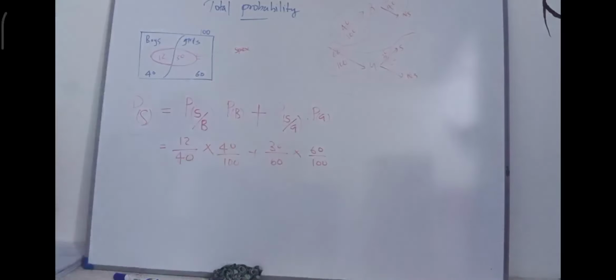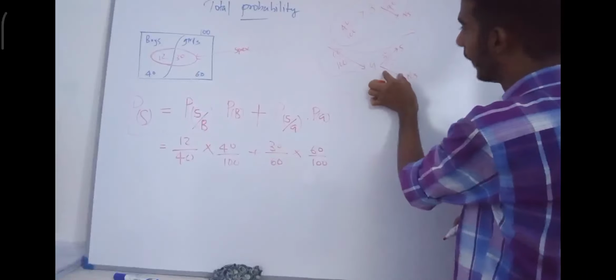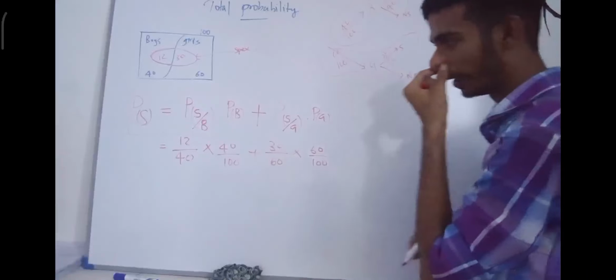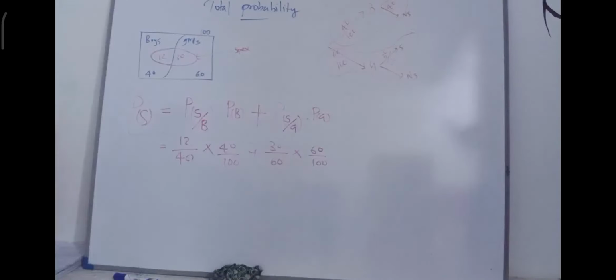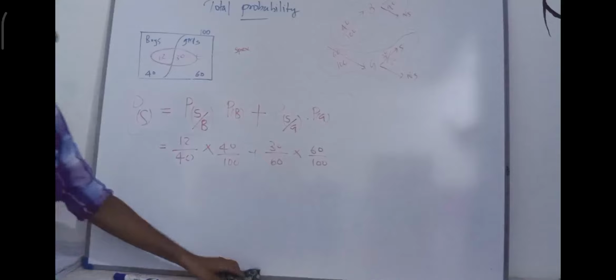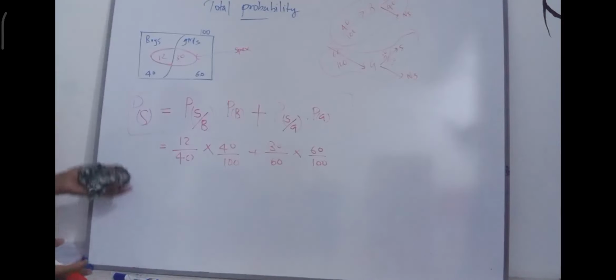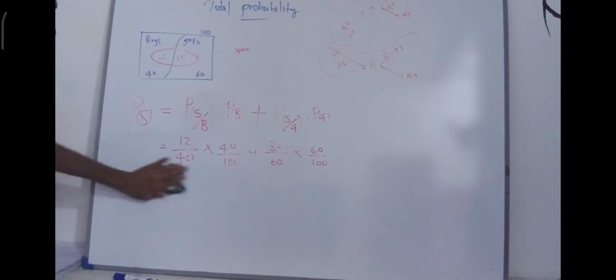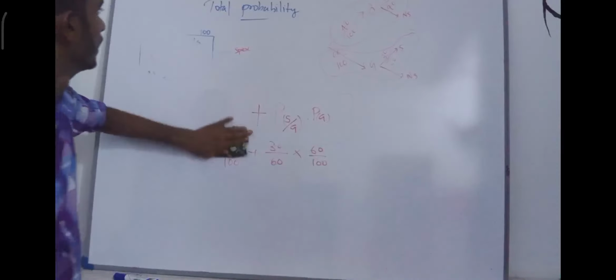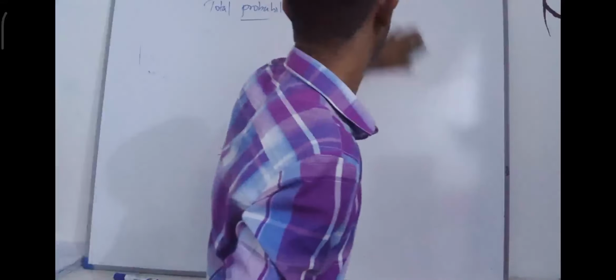So, 40 divided by 100 into 12 divided by 40, plus, we add this portion, 30 divided by 60 into 60 divided by 100. So this is actually the total probability, right? With this idea, I am going to explain some more questions. At least I will explain 2 questions. After that, we will come to the 2019 A-level past paper.